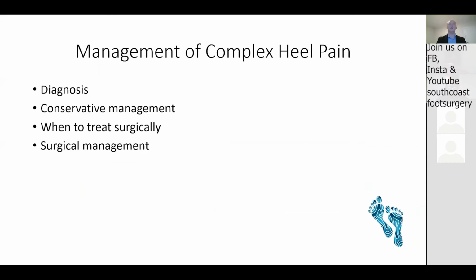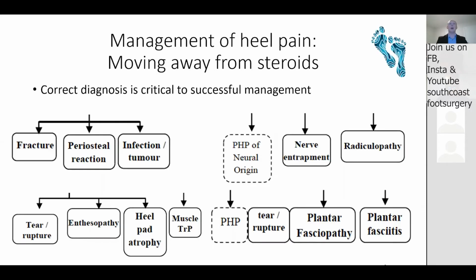We're going to go through a bit of diagnosis, management, when to treat surgically, and that surgical management as well. I want you to think of heel pain quite broadly. Plantar heel pain can be caused by a number of different concerns: fracture, periosteal reaction, infection or tumours, neural nerve entrapment, radiculopathy, tear, rupture, enthesopathy, heel pad atrophy, trigger points, plantar fasciopathy, or plantar fasciitis.